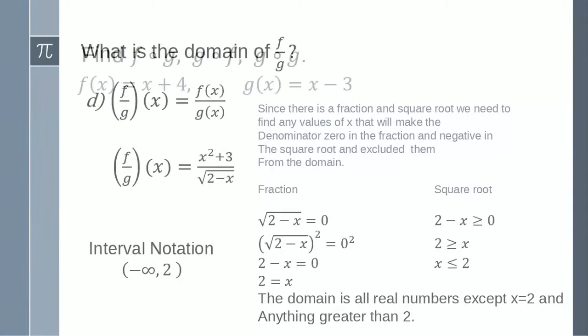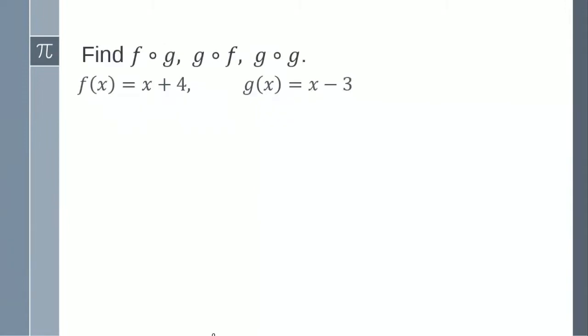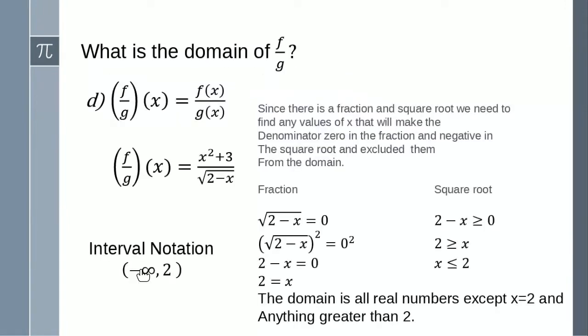Okay, so our domain is going to be, let me go back, from negative infinity all the way to 2. And do I include the 2? We cannot include the 2 because then we get a 0 here. That's why I use a parenthesis. Question on this one.